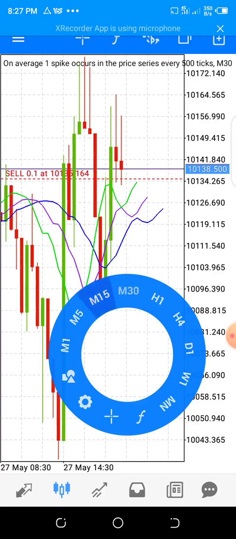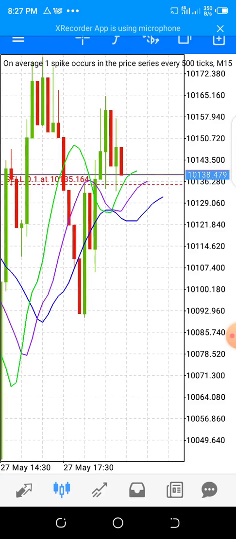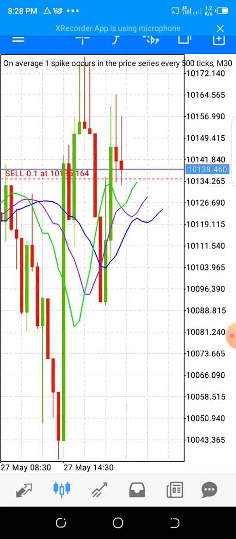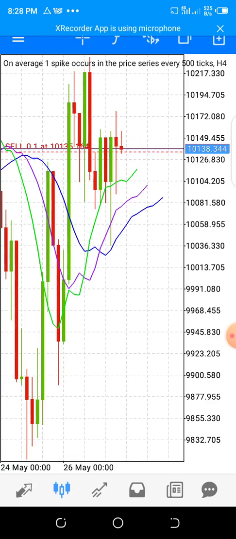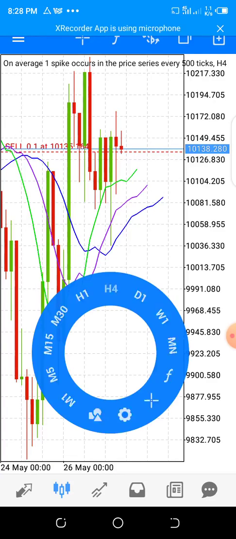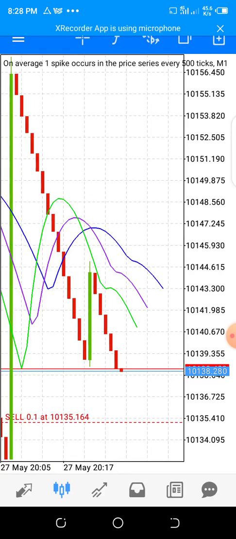The 30 minutes is above the alligator. The 1 hour is also above the alligator. So we have a problem. The thing is, three time frames have confirmed that they are all above the alligator. So you don't enter a trade over here. You wait.